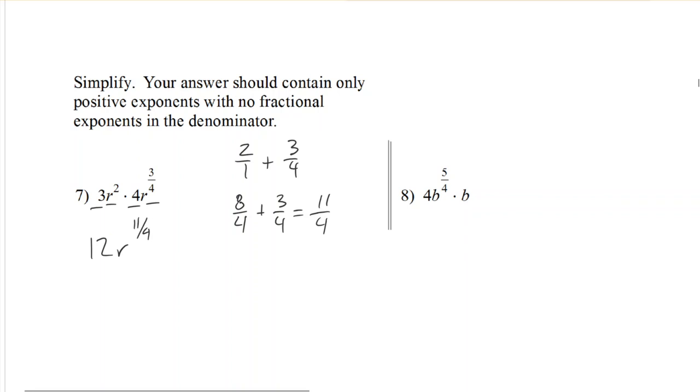Next one, this is b to the 1st, right? Or b to the, how many is 1? That's 4/4, right? So this is 4 times 1, which makes 4. And 5/4 plus 4/4 makes 9/4.